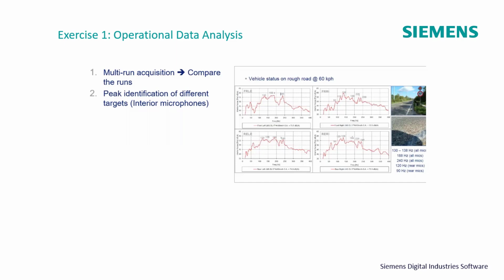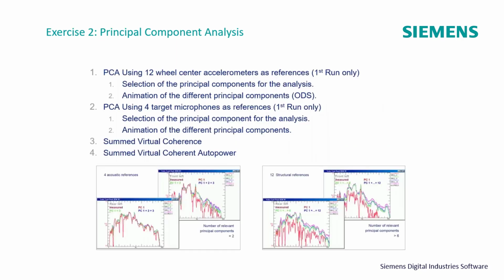And then we did multiple acquisitions. Some of the things I mentioned, you should check repeatability. One of the things we suggest is if you have data across multiple runs, you want to compare the runs. When you look at your targets, which are 4 microphones in the car here, you want to make sure that you see consistent peaks, and those peaks have similar amplitudes. So here we've identified for the front microphones and the rear microphones on the left side and the right side, some peaks that were interesting to us we wanted to study. And then we went through principal component analysis, and we did it 2 times.